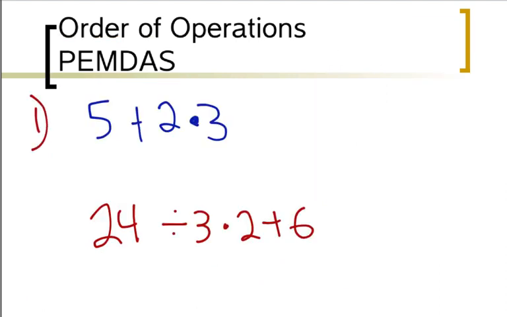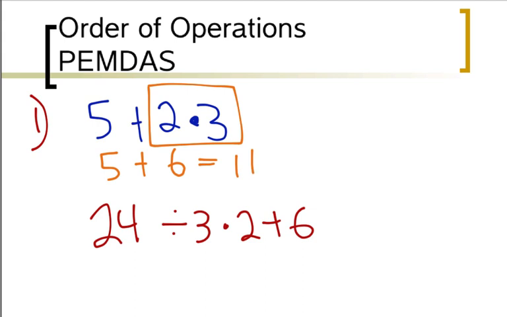The first one here, we've got 5 plus 2 times 3. And so using our pyramid, it says we're supposed to do multiplication first. So we do 2 times 3, which is 6. And then we bring down the 5 plus, and 5 plus 6 is 11. So your final solution should be 11 for this first problem.